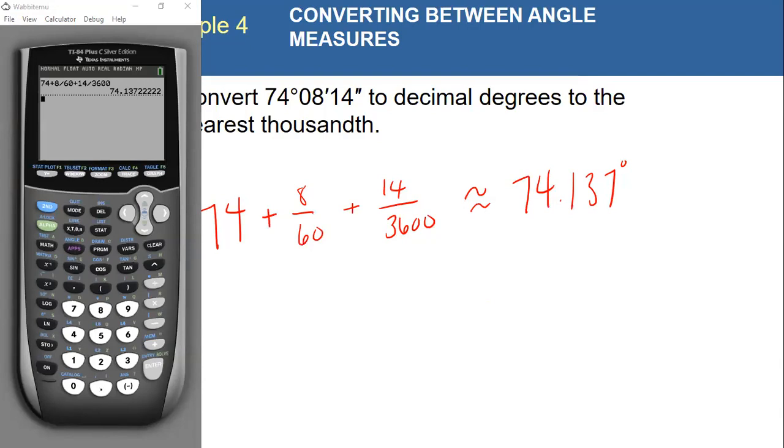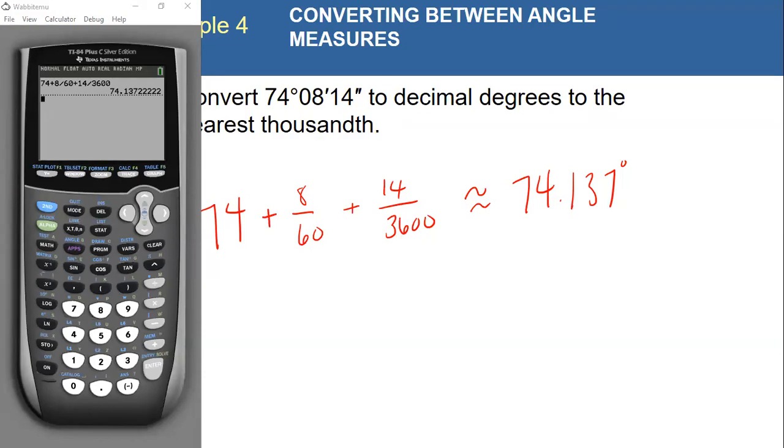You just gotta remember the converting rules. So if I'm converting a minute, I'm dividing by 60. If I'm converting a second, I'm dividing by 3,600. Okay? And then you let the calculator do the rest of the work. Was that terrible? All right.